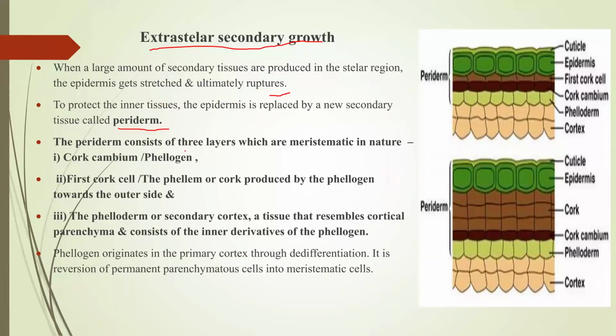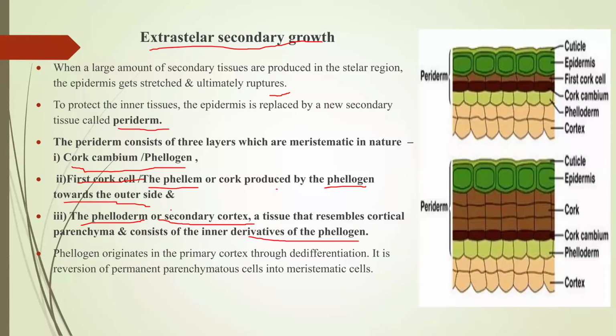The periderm consists of three layers, which are meristematic in nature. That is the cork cambium or phellogen; the cork cells or phellum, or cork, which is produced by the phellogen towards the outside; and the phelloderm or secondary cortex, a tissue that resembles the cortical parenchyma and consists of the inner derivatives of the phellogen. So this is the extrastellar region, where secondary growth occurs through the cork cambium.